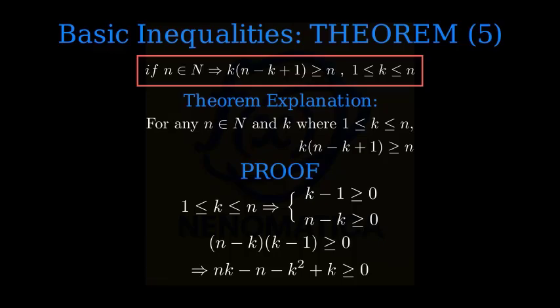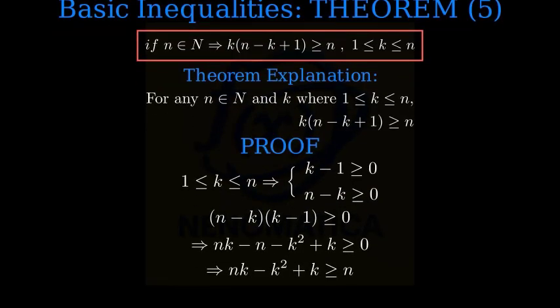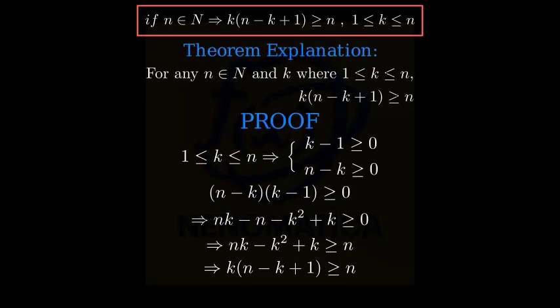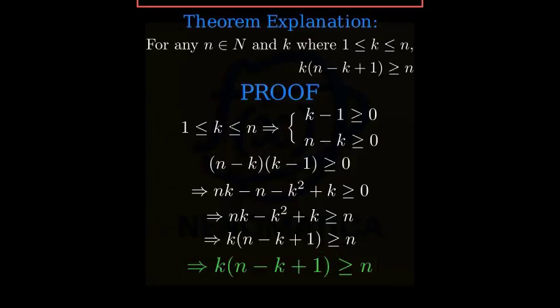Let's continue by rearranging the terms in our inequality. First, we move all terms except n to the right side, getting nk minus k squared plus k is greater than or equal to n. Now, let's factor out k from the left side. We get k times (n minus k plus 1) is greater than or equal to n. And that's exactly what we wanted to prove.